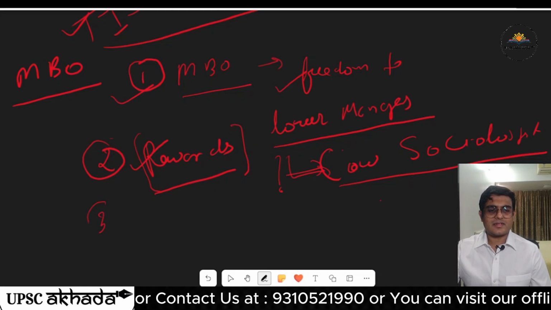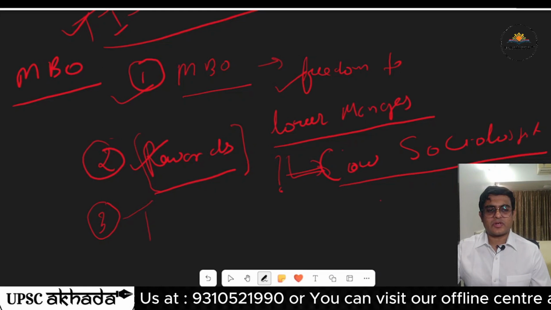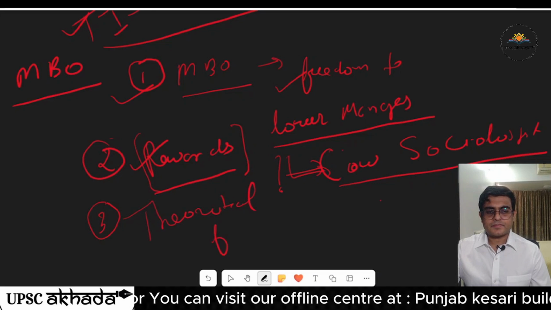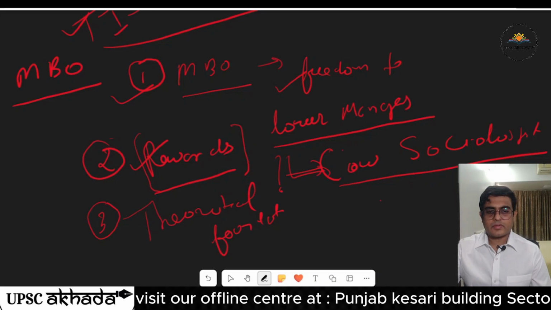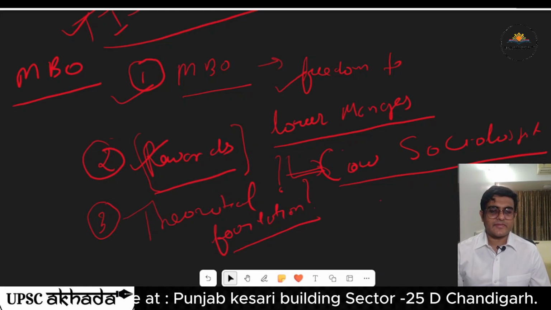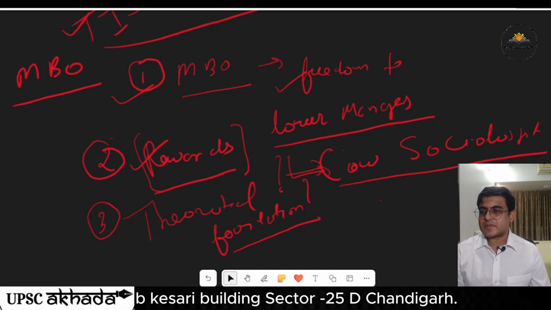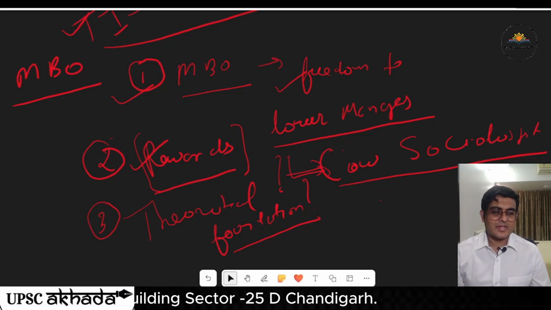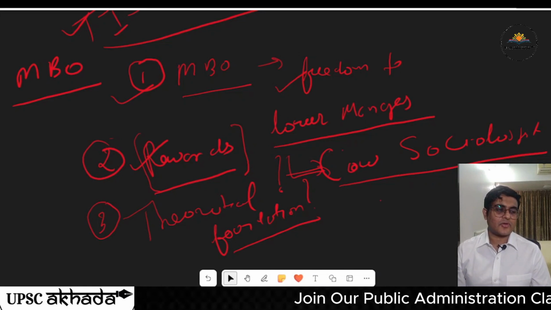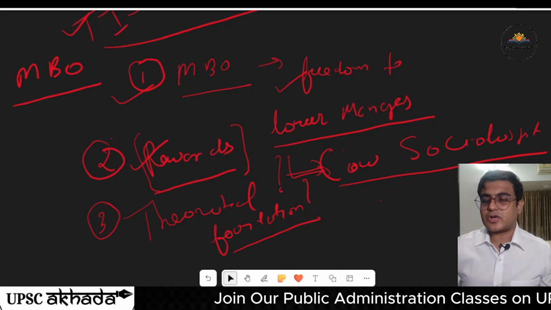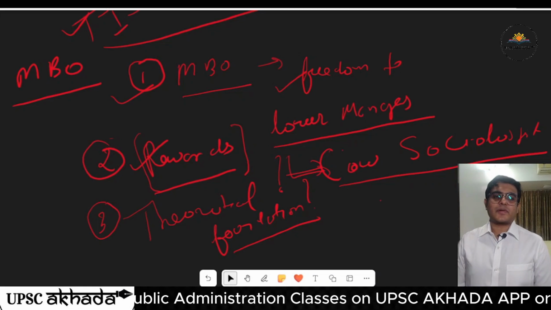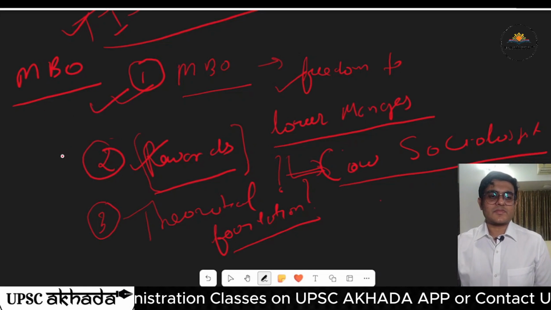And thirdly, they say that the theoretical foundation is missing. What is the theoretical foundation of this? Does he give any theory? He just gives this concept of management by objectives and says this will help in bringing productivity and efficiency. The organization which is suffering from loss of productivity and non-performance should adopt this. But is there any theoretical underpinning to this? There is no theoretical underpinning. So this is largely the criticism of MBO.